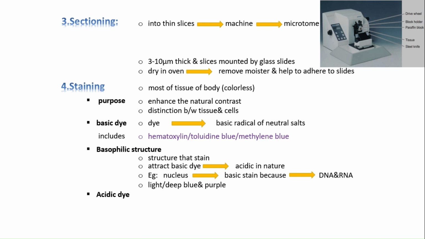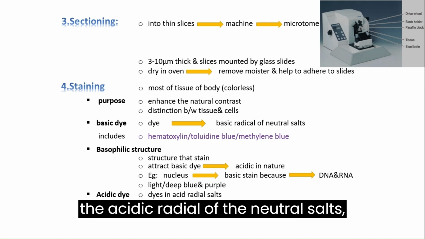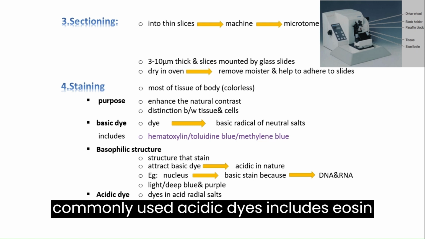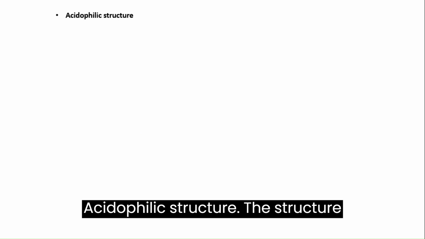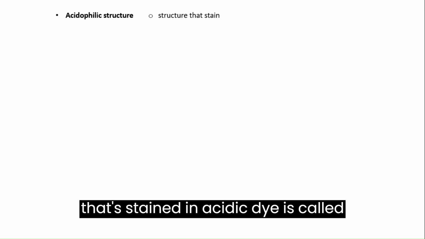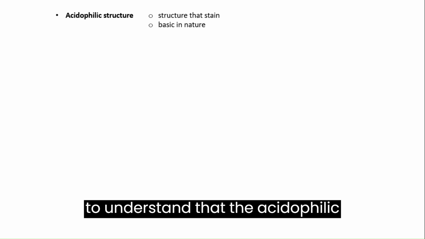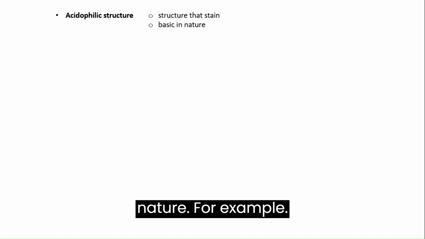Acidic dye. When the coloring property of the dye is in the acidic radical of the neutral salt, the stains are called acidic dyes. The commonly used acidic dyes include eosin, acid fuchsin, orange G, and picric acid. Acidophilic structure. The structures that stain with acidic dye are called acidophilic structures. It is important to understand that the acidophilic structures are themselves basic in nature.